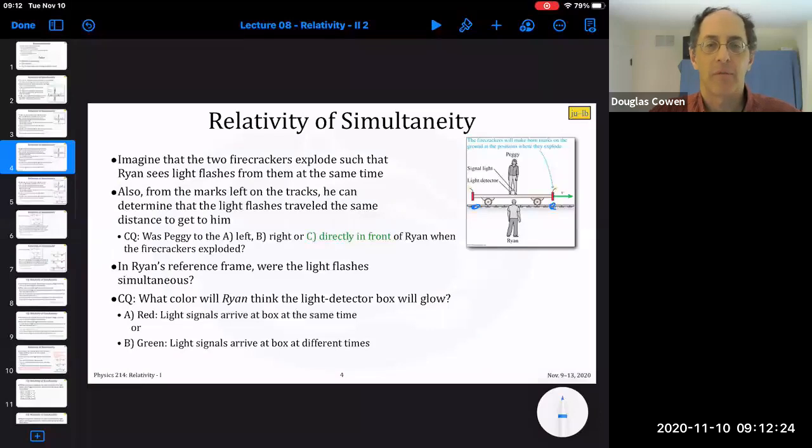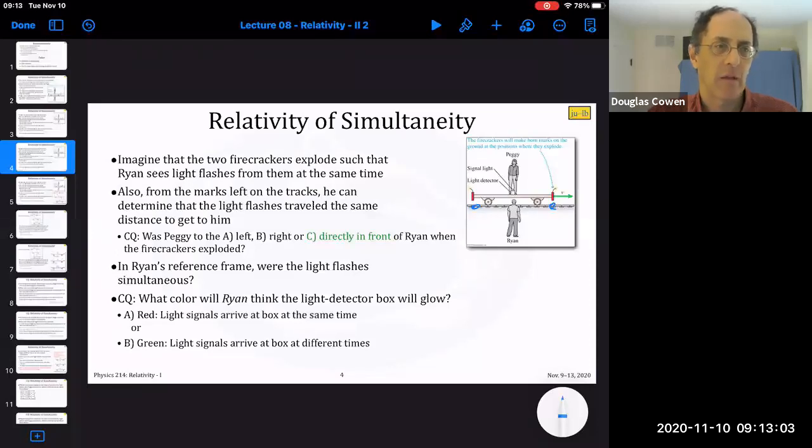So we're pretty evenly divided here between answers A and B. Let me rephrase the question perhaps. The two light pulses arrive at Ryan at the same time. While those light pulses are traveling to Ryan, Peggy and the light box are moving to the right. They're moving towards the pulse that was emitted by the right firecracker and away from the pulse that was emitted by the left firecracker.